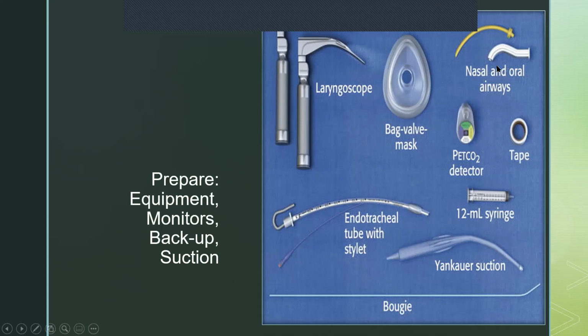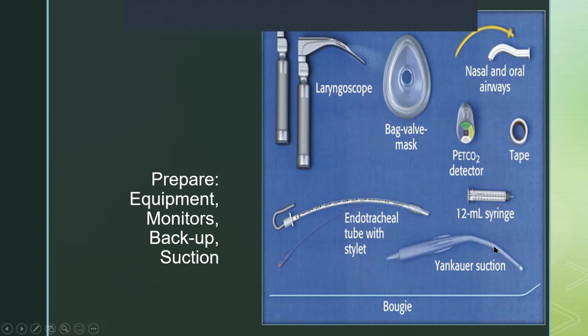Our mask. Nasal and oral airways. Tape for securing, although we don't really use this. Then your endotracheal tube. This is one with the stylet, what we would call an introducer, which I didn't bring here, but most of you would have seen something like this. The 12 ml syringe is to test your tube, which we're going to talk about just now.